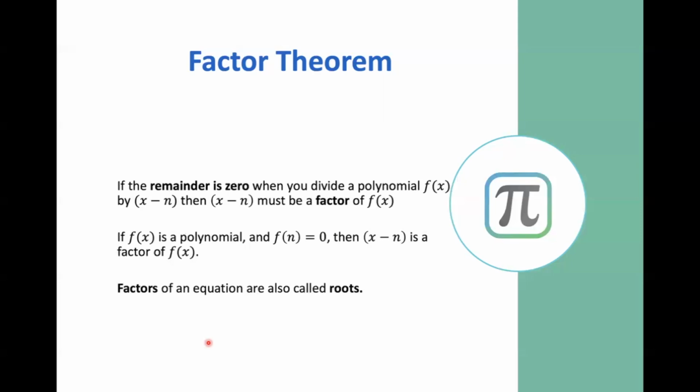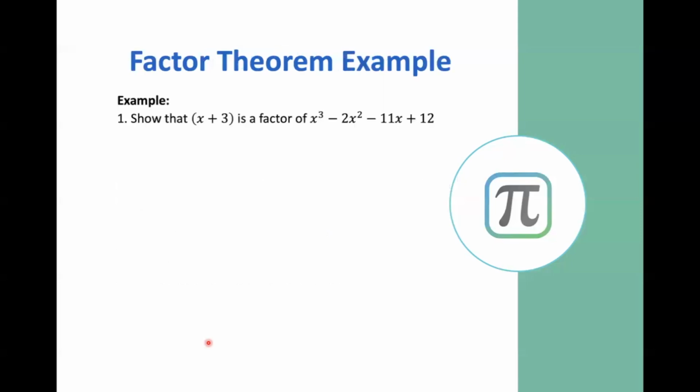So let's see an example of this and how this works. Show that x plus 3 is a factor of x cubed minus 2x squared minus 11x plus 12. F of x is the expression that we have. We therefore do f of minus 3. So n in this example is minus 3 because we have x minus n would be a factor, right? So minus positive 3 is minus 3.